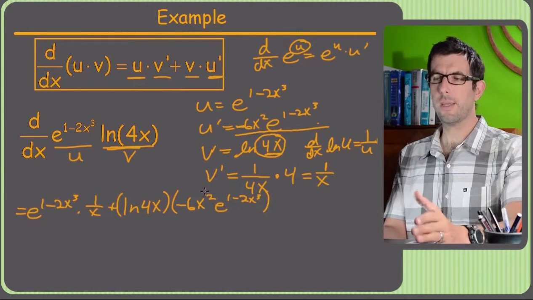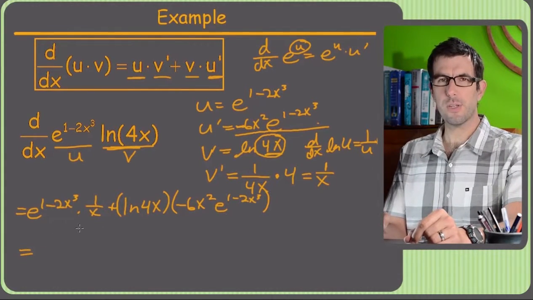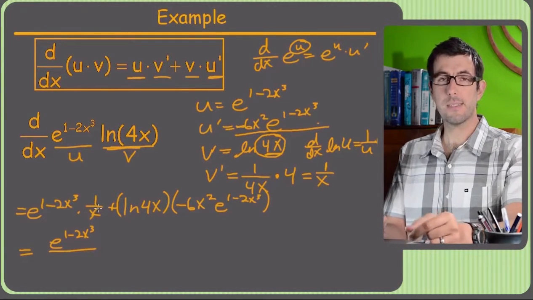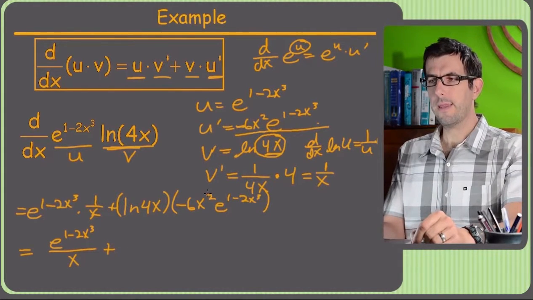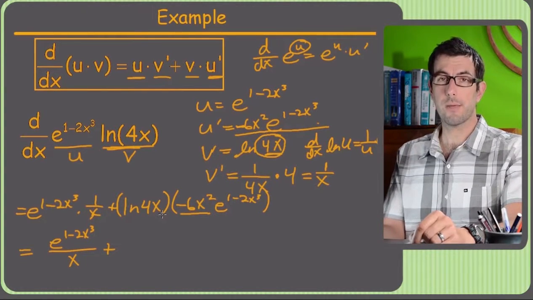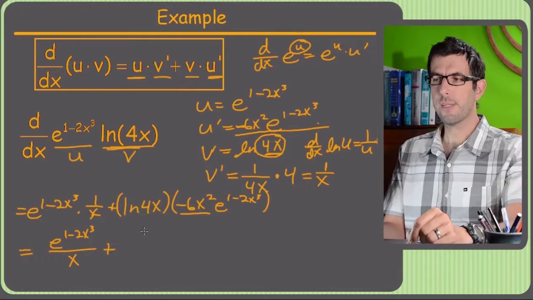Again, you could just turn it in at this point. I'm just going to rearrange things a little bit. That 1 over x doesn't look that good to me. I'd rather put the e to the 1 minus 2x cubed, and then if you multiply by 1 over x, that's the same as just putting an x downstairs. And then I'd like this negative 6x squared to sort of be in front of everything.